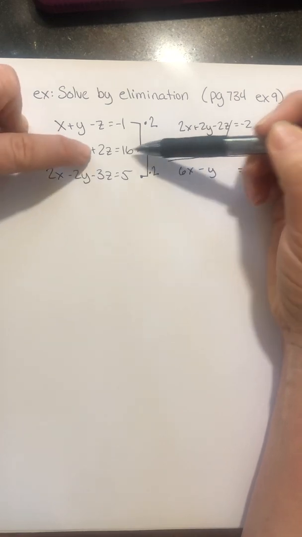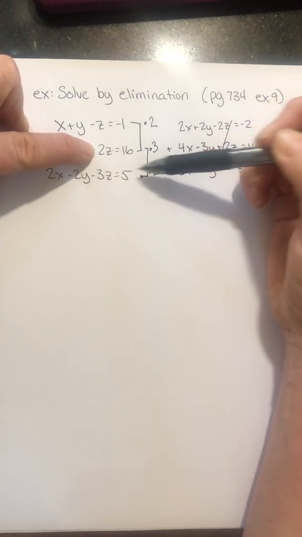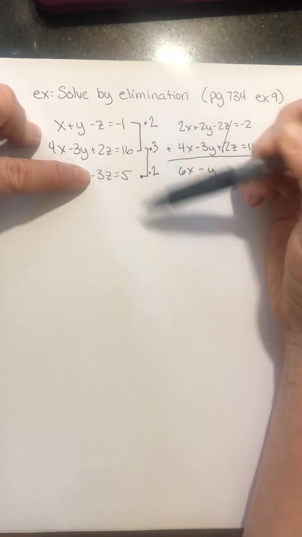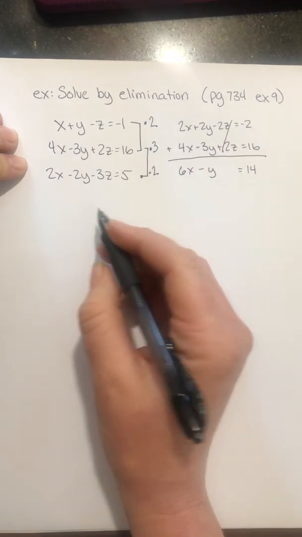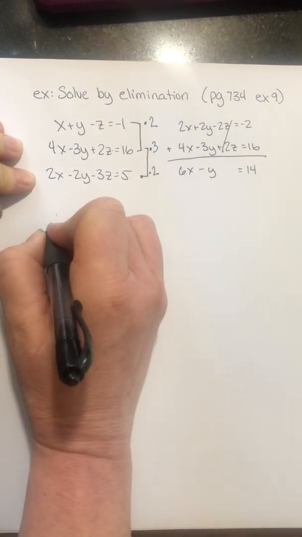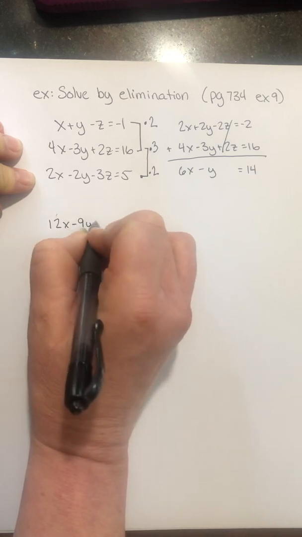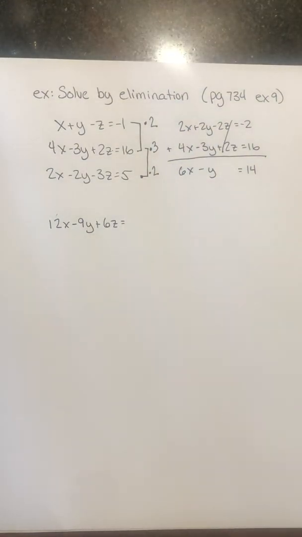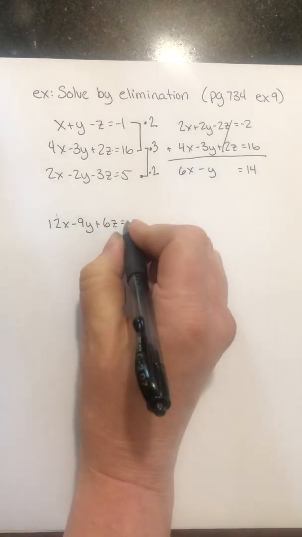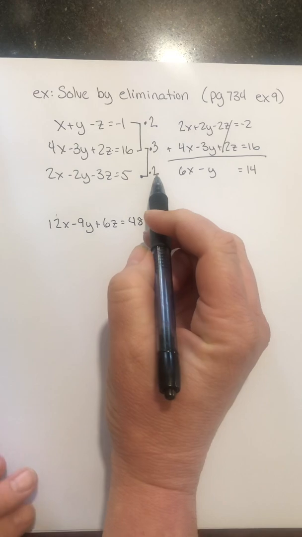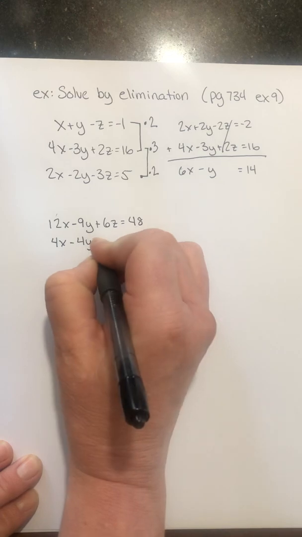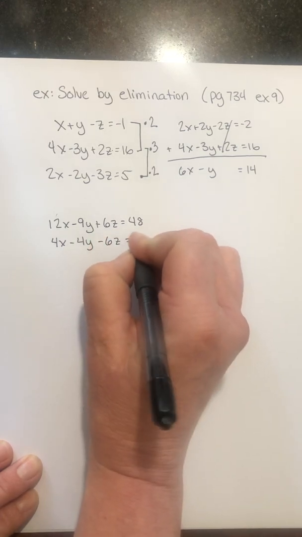So if I multiply the middle equation by 3, this will become a 6z. The bottom equation, when I multiply by 2, that becomes a negative 6z, and then the z's are going to cancel out. So the middle equation multiplied by 3 gives me 12x minus 9y plus 6z equals 16 times 3. I should be able to do that in my head, but I'm going to use my calculator. It is 48. And then the bottom equation is going to be 4x minus 4y minus 6z equals 10.